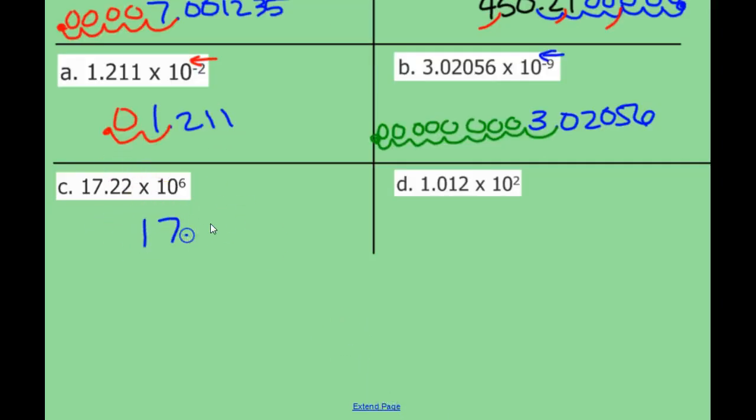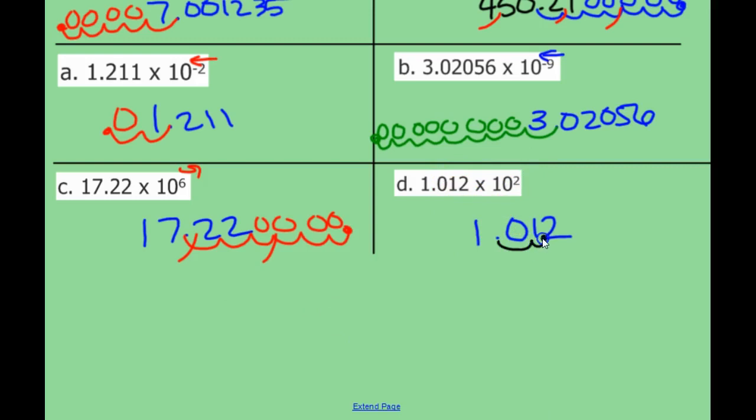These last two I'd like for you to try on your own, and then click play. So we're moving this one 6 spots, 1, 2, 3, 4, 5, 6, to the right. And that would be your answer. This one's only 2 spots, 1, 2, so this one would just be 101.2.